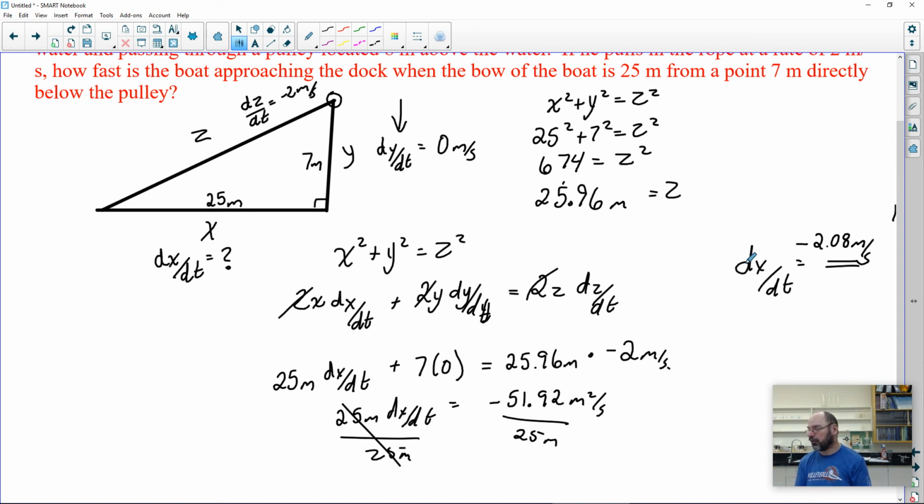And then we get into our last little bit with related rates, and that's something that's related to physics, and that's distance, velocity, and acceleration, how they're related to each other with derivatives.